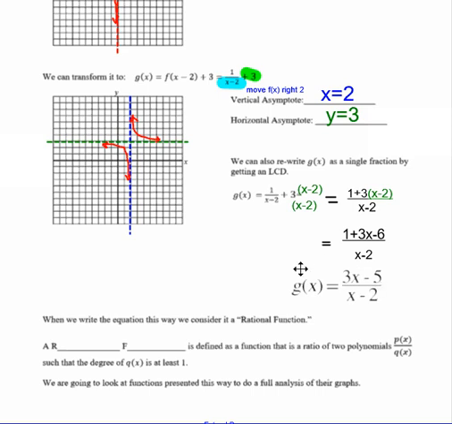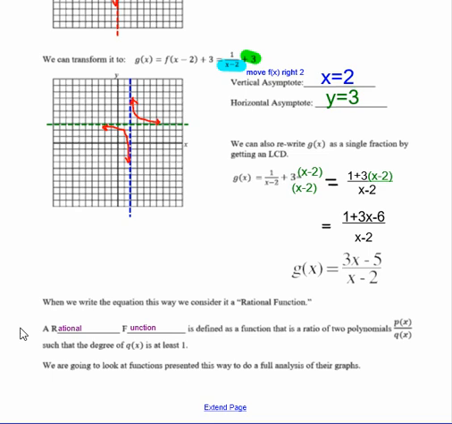When we write our equation in this form as a polynomial divided by another polynomial, we call that a rational function. So a rational function is defined as a function that is a ratio or fraction of two polynomials such that the degree of the denominator is at least 1. In other words, we don't just want a constant under here. We want some type of a polynomial with a variable in it. And we're going to look at these functions presented this way now in our future study of our polynomial and rational functions.